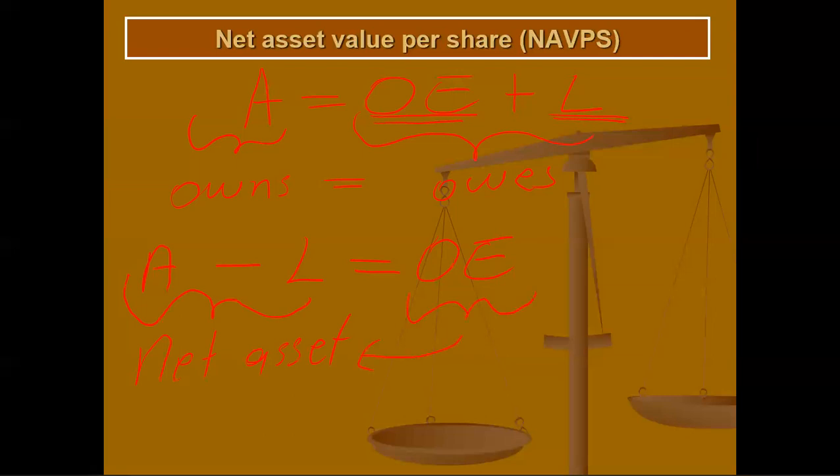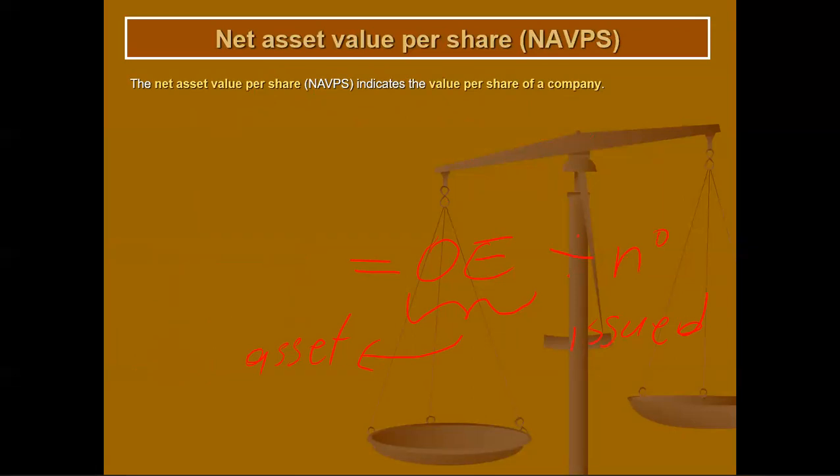So for you to find net asset value, you will simply take your owner's equity and divide it by the number of shares, not authorized, but the number of shares that have been issued. That is the true value of the business, besides the one that is determined by the Johannesburg Securities Exchange. The net asset value per share indicates the value per share of a company. As I have said, it determines the true value of the business.